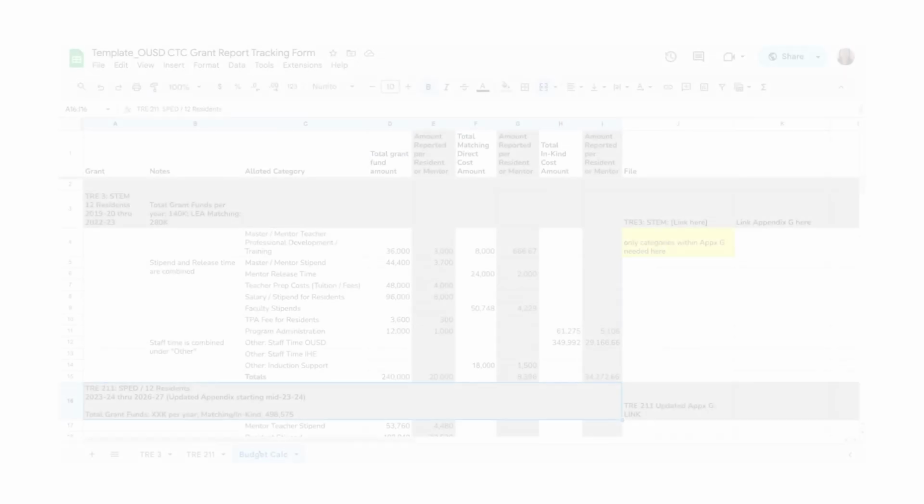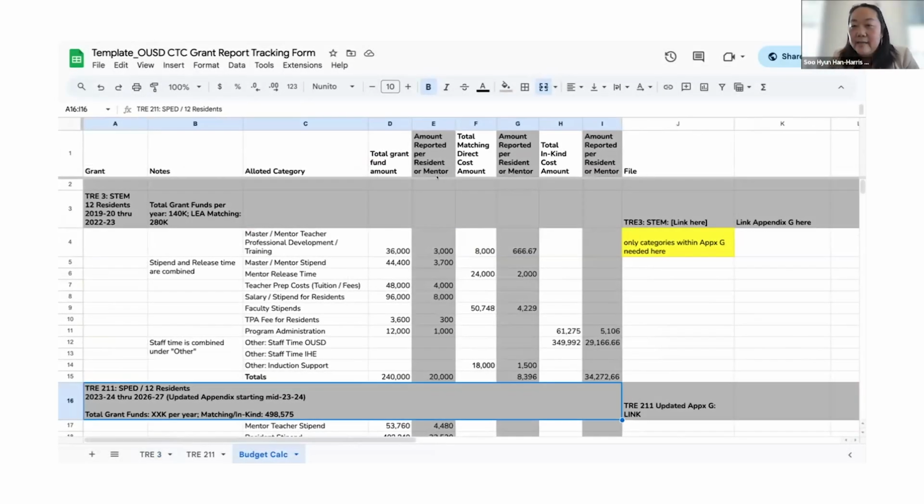I have a tab here where it says budget calc, and I just wanted to share, in case this is useful for anybody, how I've laid out the money pieces. So I have on here the grant number from the CTC, and it's not always easy for me to remember the details of each grant, so I just put them here as a handy place to have that information.